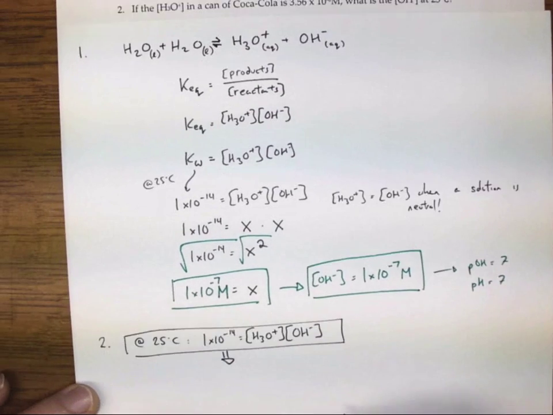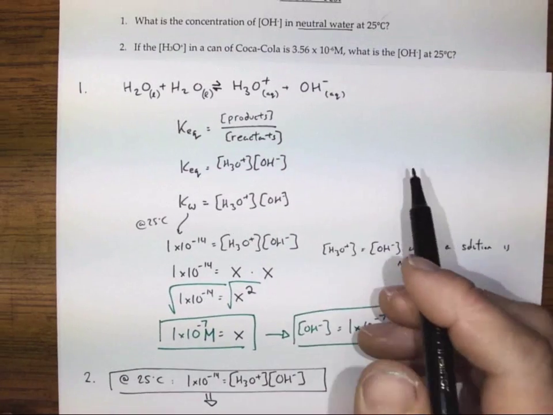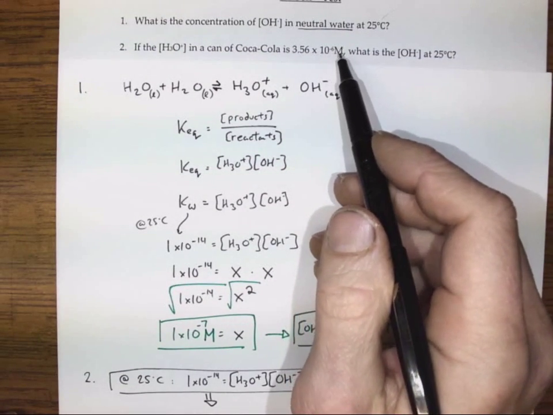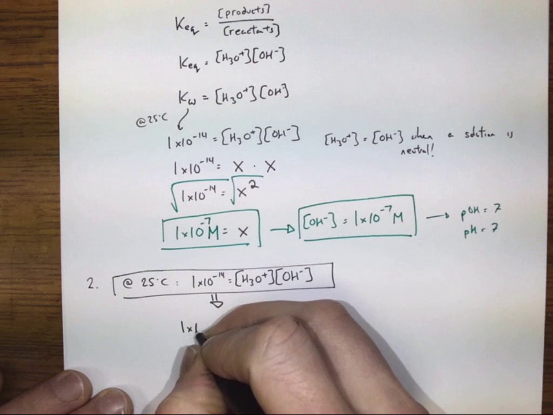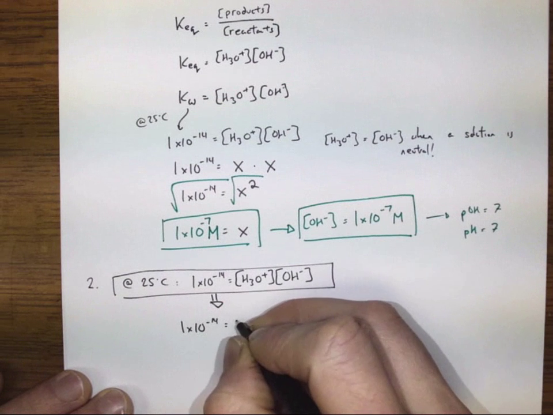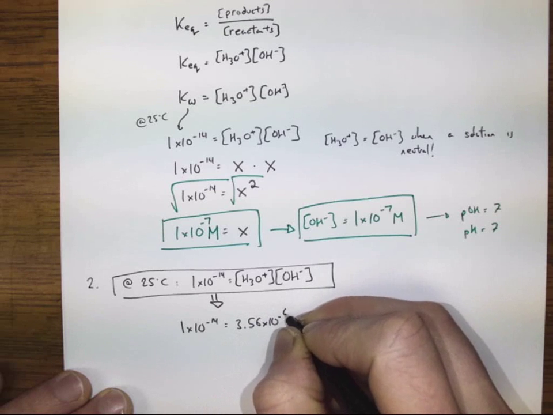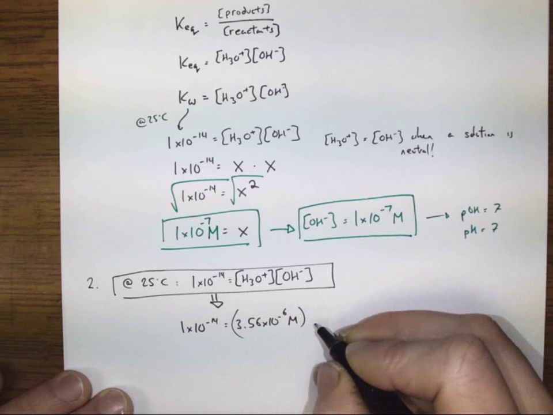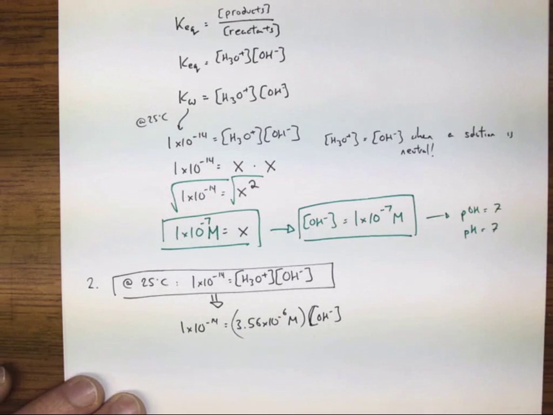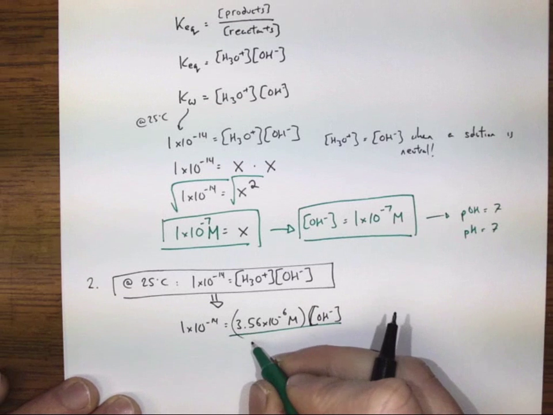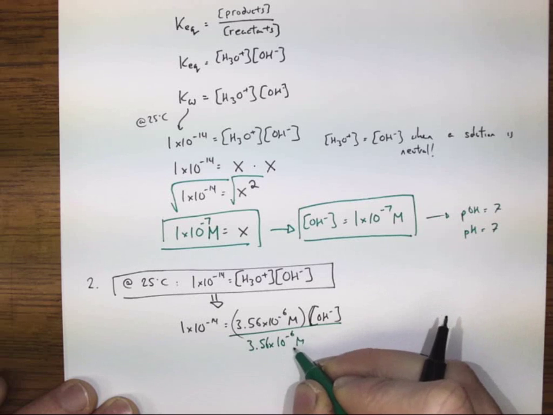Now, in this question, we know the hydronium ion concentration is given. It's 3.56 times 10 to the negative 6 moles for every liter. So I can say in this example of Coca-Cola, we get 3.56 times 10 to the negative 6 moles for every liter, times the hydroxide concentration. Now, if I want to isolate my hydroxide concentration, I'm just going to divide both sides by 3.56 times 10 to the negative 6 moles for every liter.